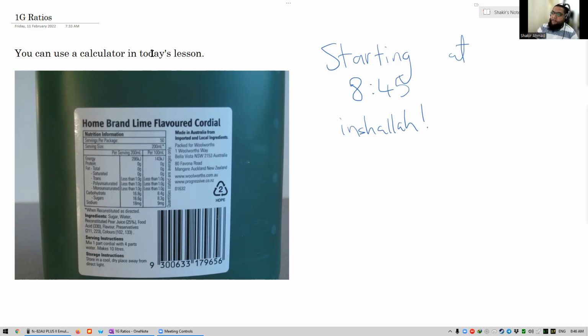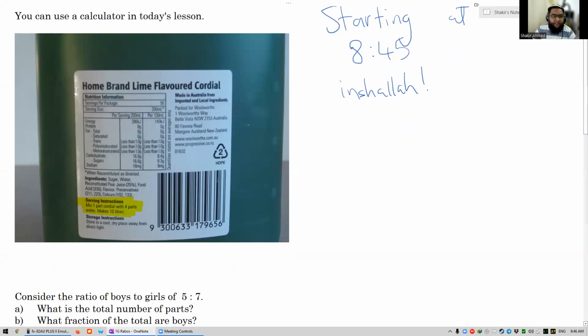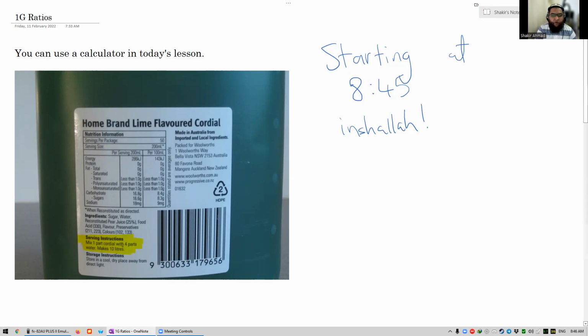Okay, so ratios. Ratios are actually used in your everyday life a fair bit. For example, when you're making cordial. If you look at the serving instructions at the bottom here, how do you actually make cordial? You will see that it's ratios. You have to mix 1 part cordial with 4 parts water. So we can say cordial to water is equal to 1 part cordial to 4 parts water. That's how I would write it mathematically.